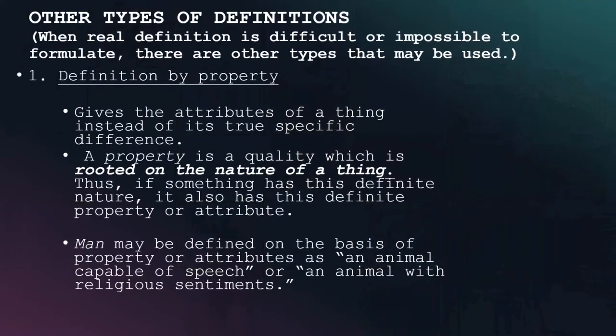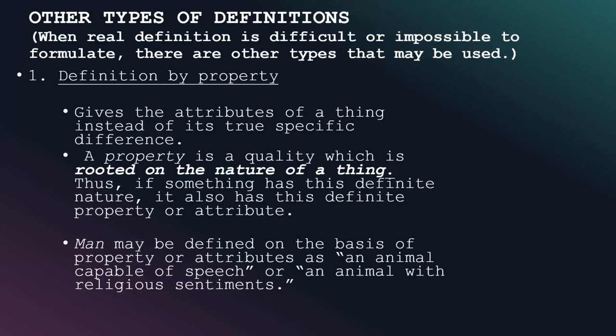Let's go to other types of definition. When real definition is difficult or impossible to formulate, there are other types that may be used. Definition by property. Okay, let's go here. Gives the attributes of a thing instead of its true specific difference. So a property is quality which is rooted on the nature of a thing. Thus, if something has this definite nature, it also has this definite property or attribute.